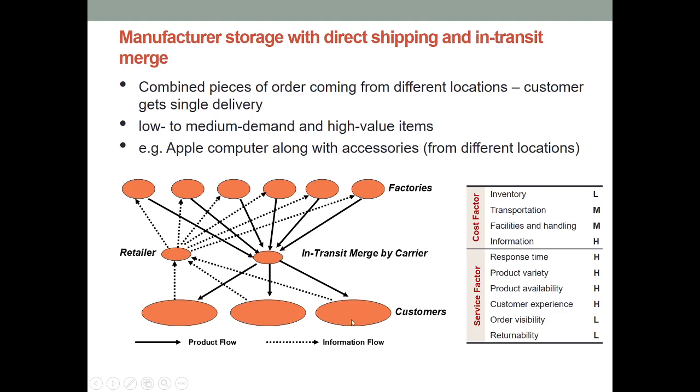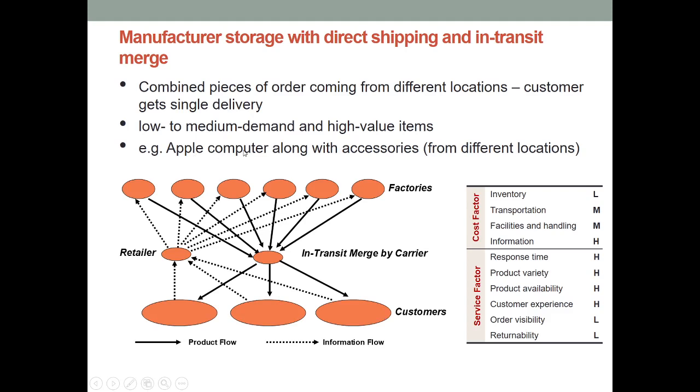For example here, the customer orders from the retailer, and the retailer orders from the manufacturer or factories. Factories will send the products to the carrier for in-transit merge. They will transit here, and the carrier will merge all the orders and send the product to the customer.